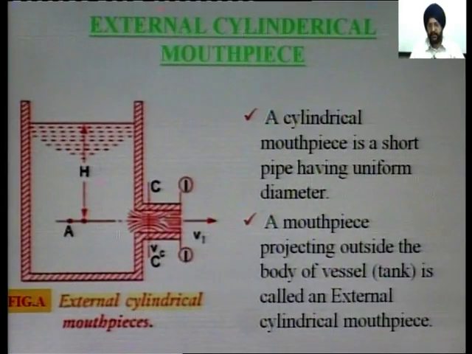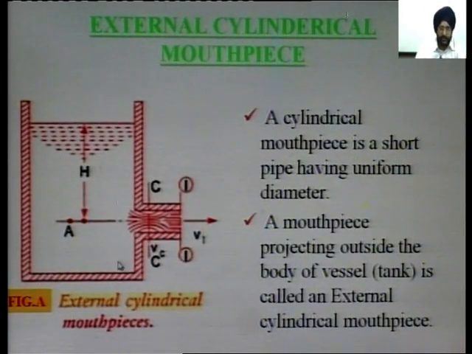Now, I will take a special combination, the external mouthpiece, cylindrical in shape, and as you can see from this diagram also, this mouthpiece is coming exterior to this tank, that's why it's called the external mouthpiece, and since it is cylindrical in shape, that's why I'm calling it external cylindrical mouthpiece. So, a cylindrical mouthpiece is a short pipe having a uniform diameter. As you can see from here to here, the diameter is uniform, and a mouthpiece projecting outside the body of the tank is called external cylindrical mouthpiece.